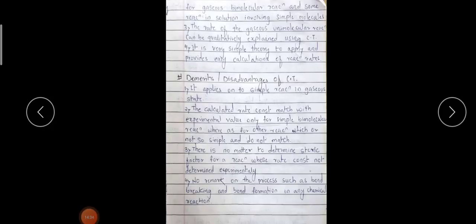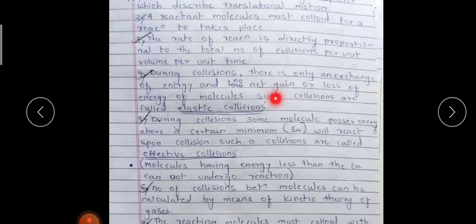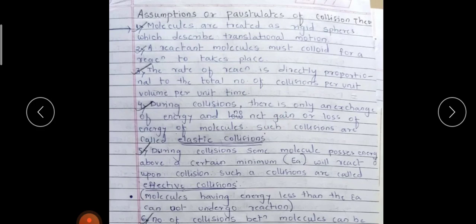What parts have we seen in this lesson? We have first of all seen the assumptions of this CT. Then we have seen the merits of the CT, the demerits of the CT. Assumptions are very much important. Please go through these assumptions, because these assumptions are useful while writing the MCQs. MCQs may come on this part. Okay? Or on the second, the bimolecular reaction, there may be an MCQ based on this particular part.